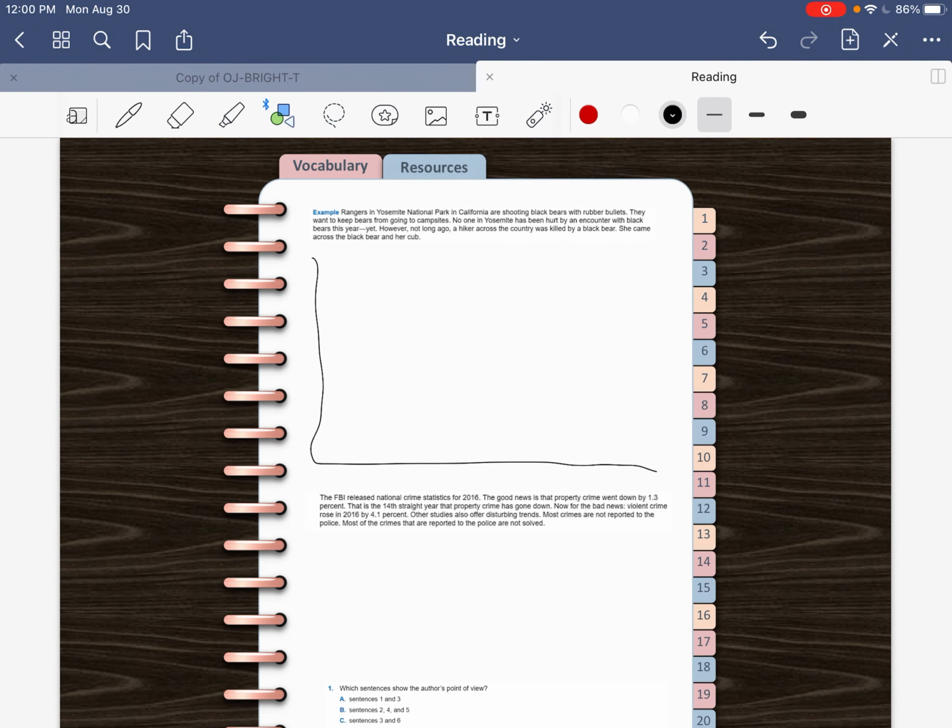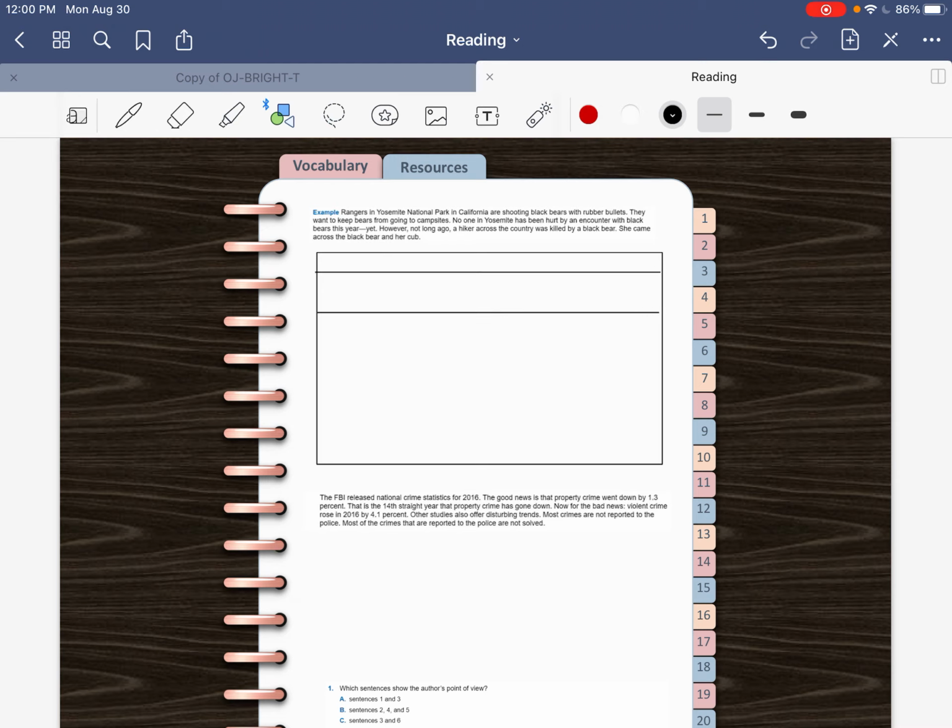We want to start with a rectangle. I'm going to make a space for topic, a space for main idea, a space for purpose, and actually let me make that just a hair bigger because I need to show you something here. And then on this bottom section, we're going to divide it into two parts. So this is the structure of this mind map.